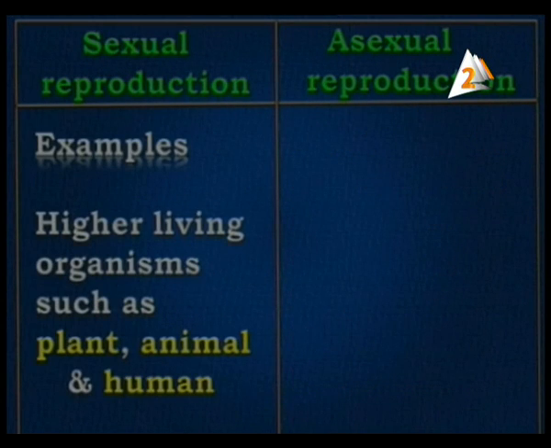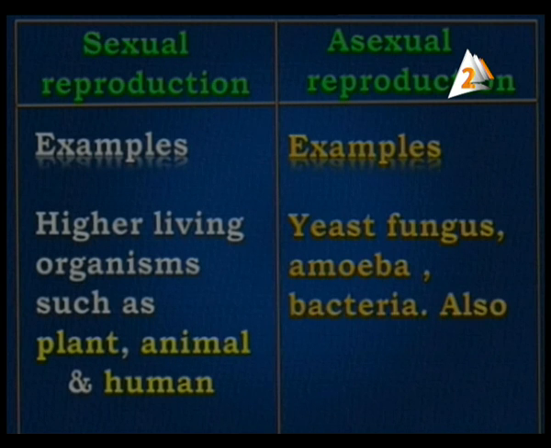Also, we have the other point about the example. Tell me the example now for sexual reproduction. We have higher living organisms such as plant, animal, and human. What about the examples of asexual reproduction? We have many types: yeast, fungus, amoeba, bacteria, euglena, paramecium, and so on. So, this is a good comparison between sexual and asexual reproduction.